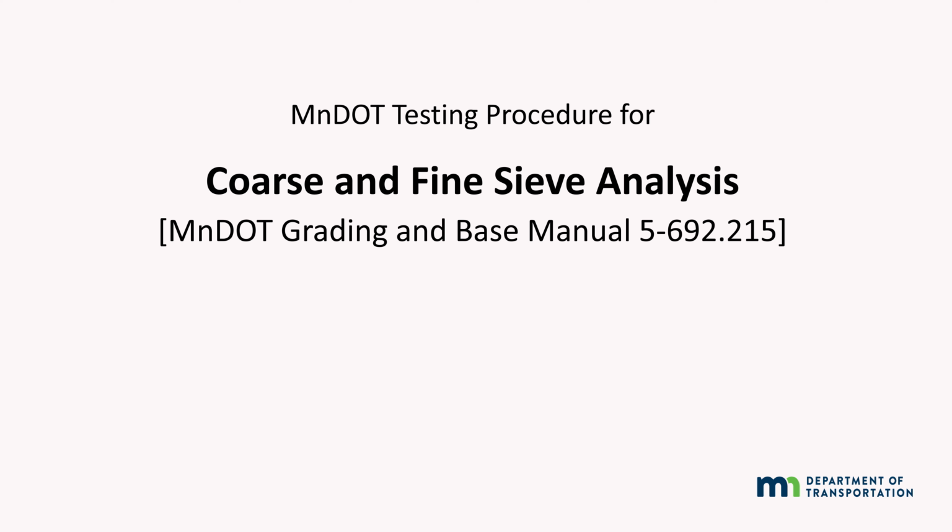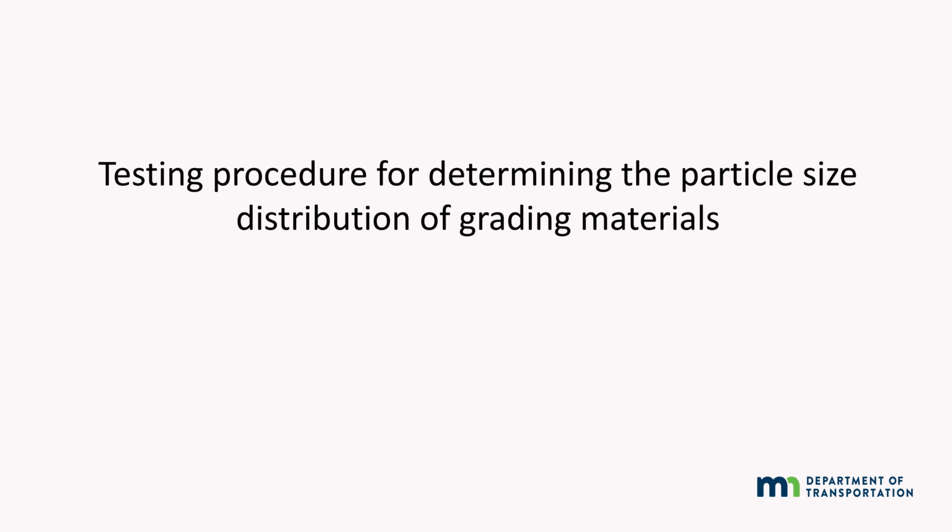The test procedure for the field sieve analysis for coarse and fine gradations described in Section 5-692.215 of the MnDOT Grading and Base Manual and Section 1202 in the MnDOT Lab Manual follows the AASHTO T27 testing procedure for sieve analysis for determining the particle size distribution of grading materials.